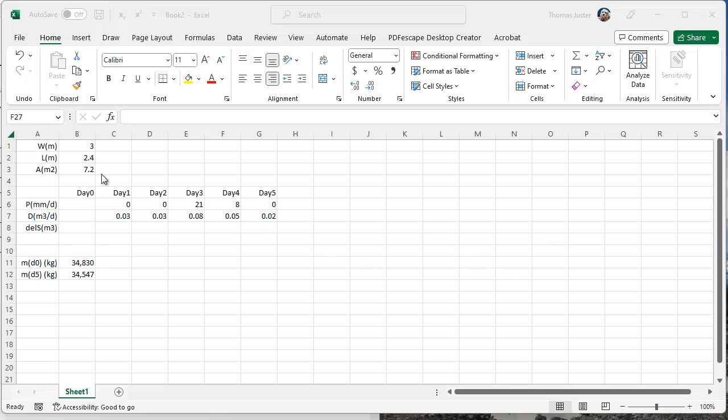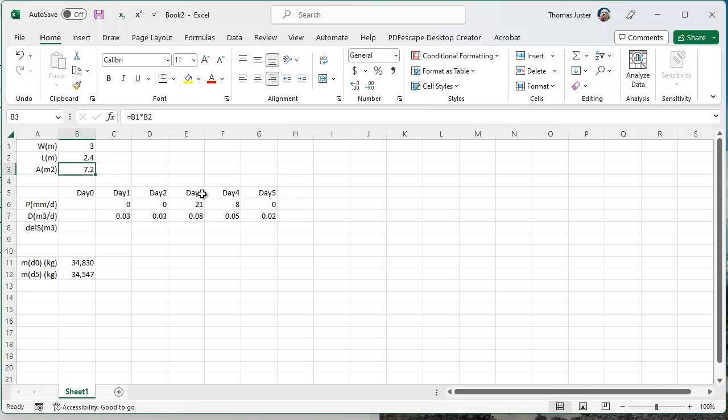We've got a lysimeter that's quite large. It's 3 meters by, see these cells here, 3 meters by 2.4 meters. That's the area, and it's actually 2.5 meters deep, which I haven't shown here because that's not important. And I've already calculated the area of the surface in square meters here.